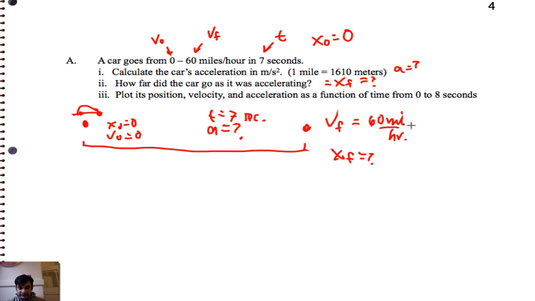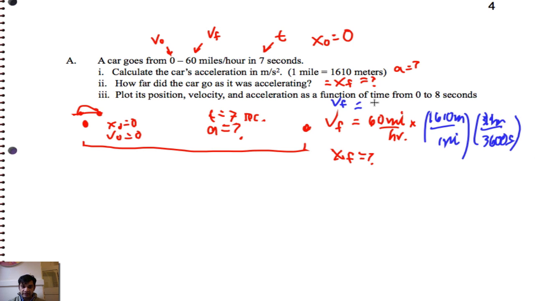Now we need to convert this, and to convert miles per hour to meters per second, we use the bubble method. So we've got 1610 meters in 1 mile, and 1 hour is 3,600 seconds. When we put that in our calculator, we end up getting v final is 26.8 meters per second. So, again, 26.8 meters per second.